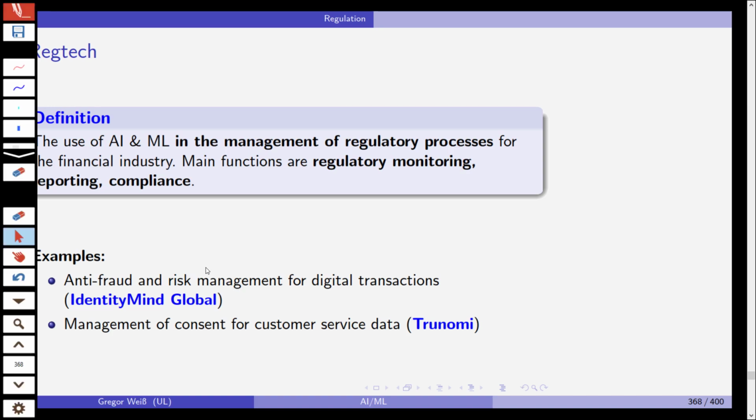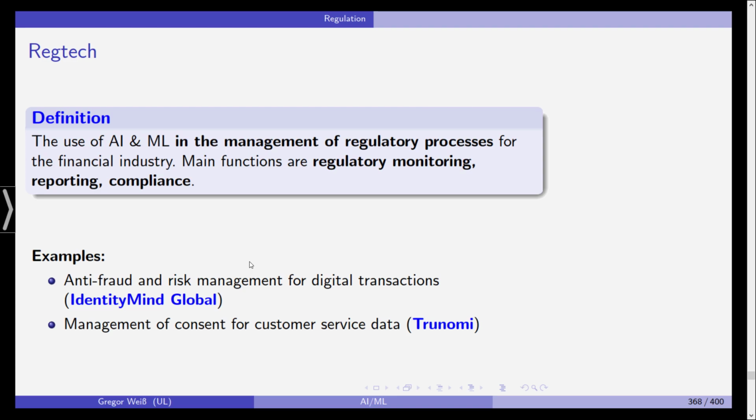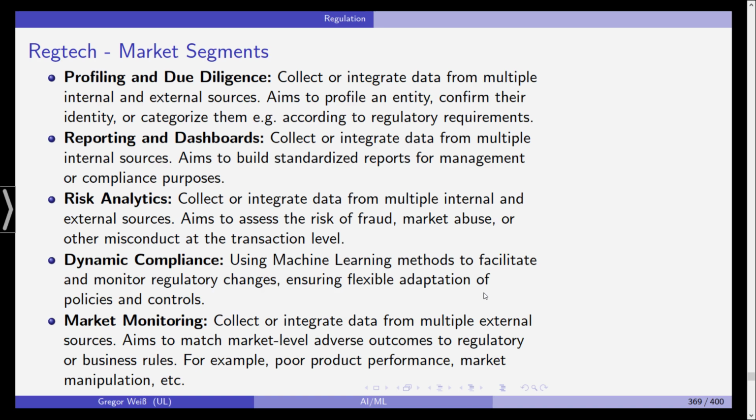And we have two examples down here. These are companies that are offering, there's no advertising, but these are two companies that you can find easily via Google search. For example, anti-fraud and risk management for digital transactions, this is Identity Mind Global, and Trunomi, management of consent for customer service data. There are numerous other companies and consulting companies also that either provide services related to AI and ML, or they provide consulting on these topics. Deloitte, BearingPoint, just to name two companies.